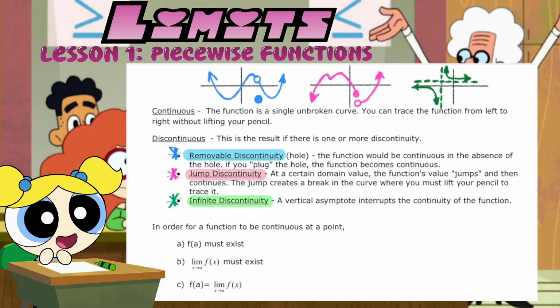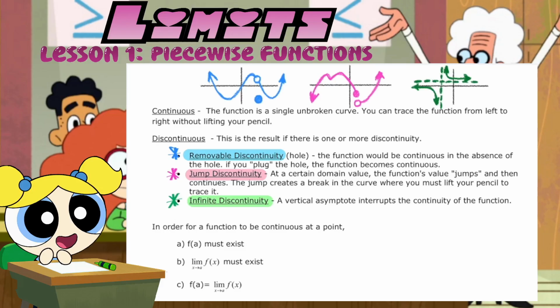Blue, removable discontinuity, more commonly referred to as a hole. The function would be continuous in the absence of the hole. So if you plug the hole, I like to think of it as spackling a hole, the function becomes continuous. Pink, jump discontinuity. We have a bit of a picture. We also have a floating point in that one, which doesn't have to always be there. At a certain domain value, the function's value jumps and then continues. The jump creates a break in the curve where you must lift your pencil to trace it. And then third in green, infinite discontinuity. A vertical asymptote interrupts the continuity of the function.